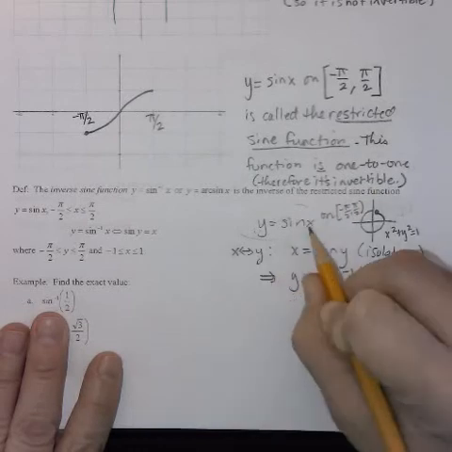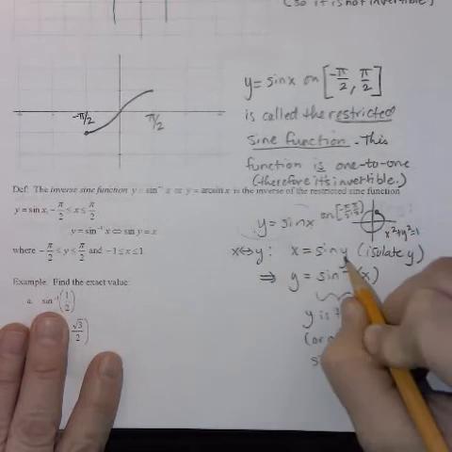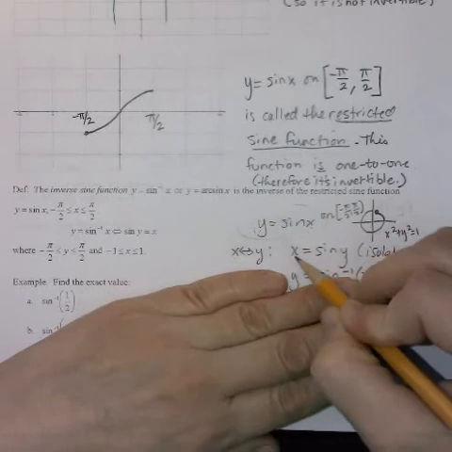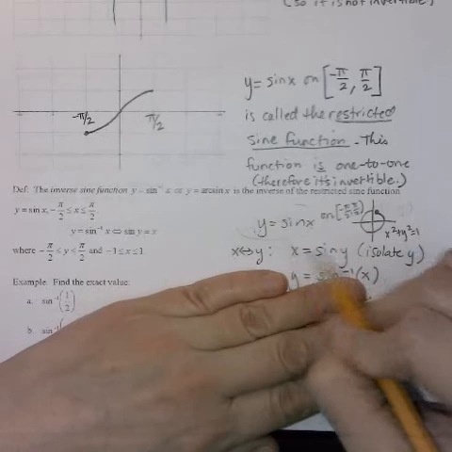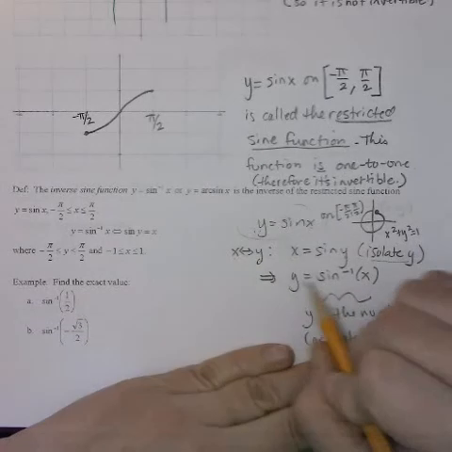So this was the input, right? Now it's going to become the output. This was the output, now it is the input. Well, the way it's written here, we want to isolate the output, so we want to isolate y. When we isolate y, we write y is sine inverse at x.